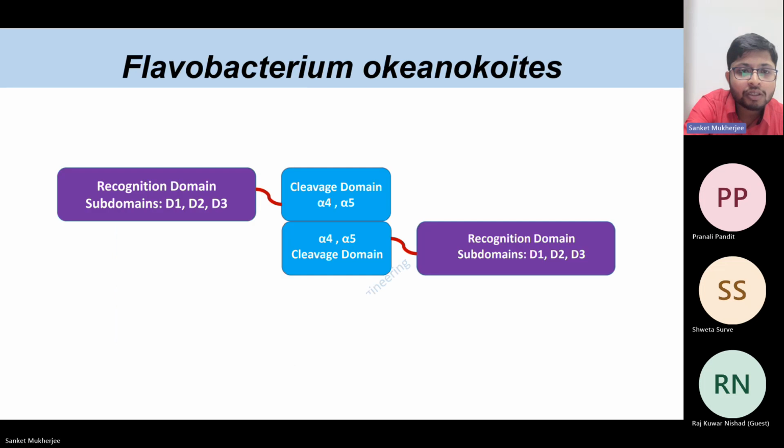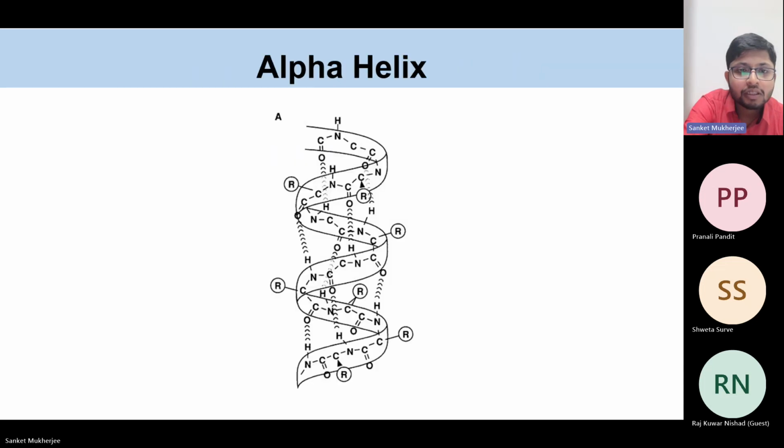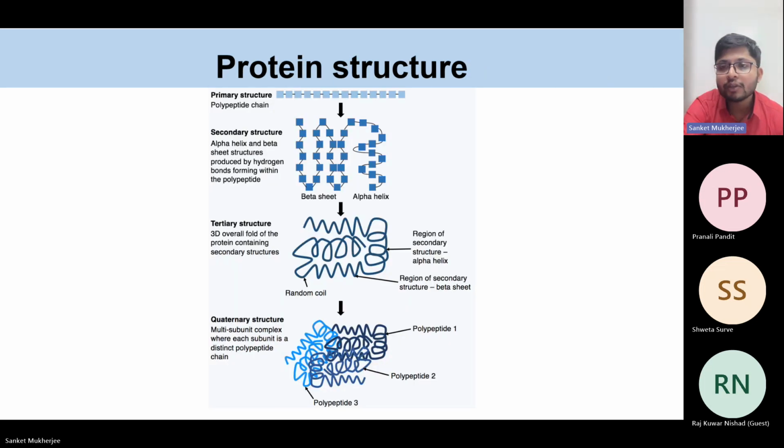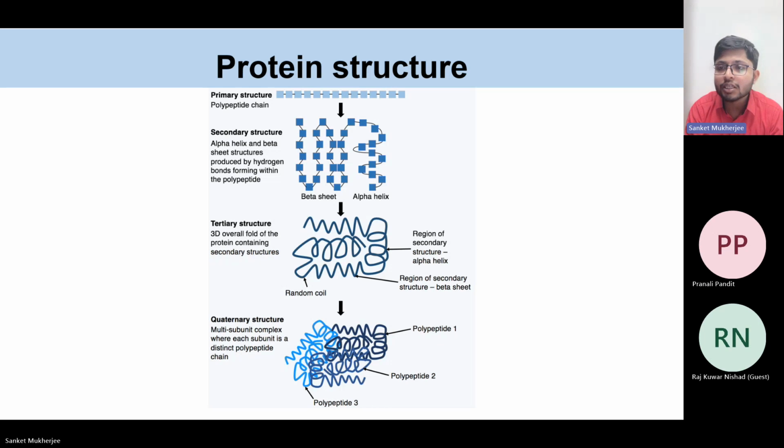So we talked about the central dogma first, how DNA forms RNA and protein using enzymes like polymerases and ribosome. If you have any questions, you can raise your hand. Then we talked about protein structure. The primary structure is usually a one-dimensional structure. Then it forms a 2D structure, the secondary structure, which is formed of alpha helices and beta sheets. Then there is the tertiary structure, which is a 3D structure, and the quaternary structure.